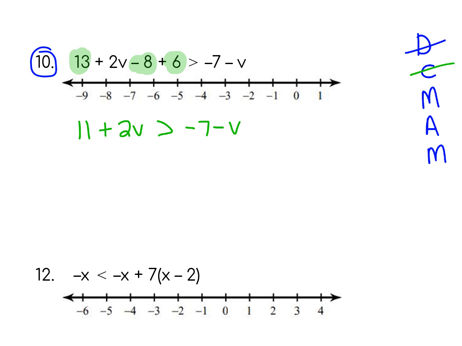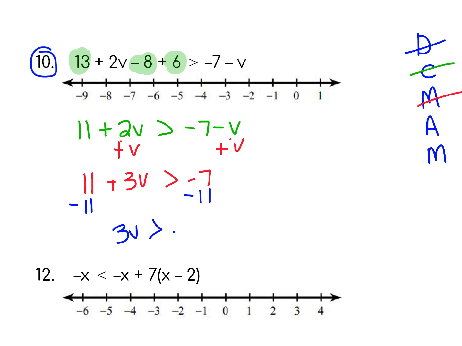So that's combining like terms. Then from here we want to move the variable to only one side. So out of positive 2 and negative 1, that's the smaller, so we're going to add v to both sides, which gives us 11 plus 3v is less than or equal to negative 7. Next step is to add and subtract. So let's subtract 11. That gives me 3v is less than or equal to negative 18. Done with that step. And then last step is to multiply or divide. So we're going to divide by 3, which gives us v is less than or equal to negative 6.